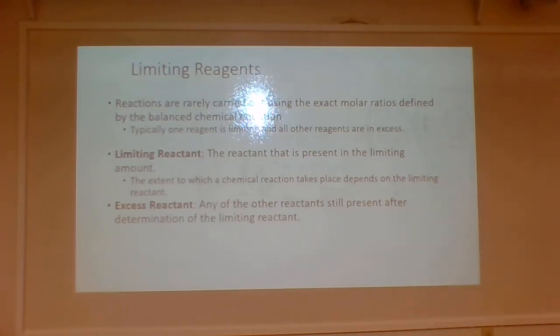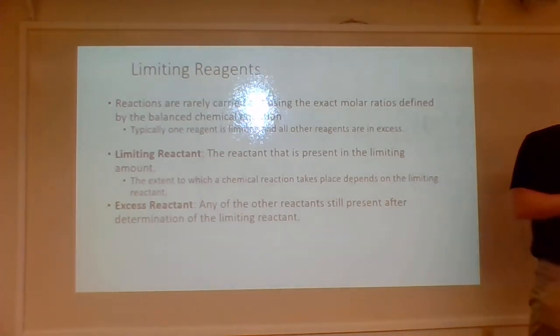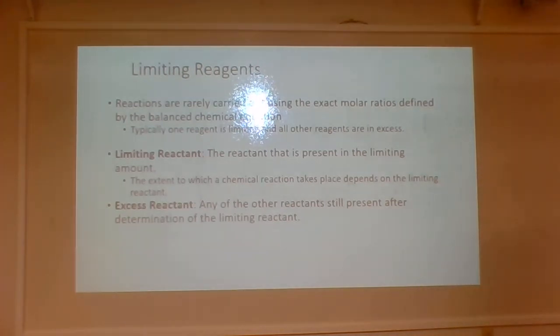Okay, so to describe limiting reactants and excess reactants, I typically use the analogy of making peanut butter and jelly sandwiches. So imagine that you have a big old jar of Jif peanut butter, and with that big jar of peanut butter, you have enough peanut butter to probably make 50 different sandwiches. And you have a jar of jelly, and so you probably have enough jelly to make 25 sandwiches.